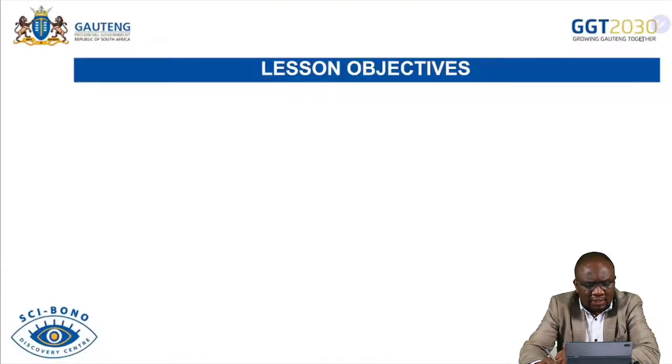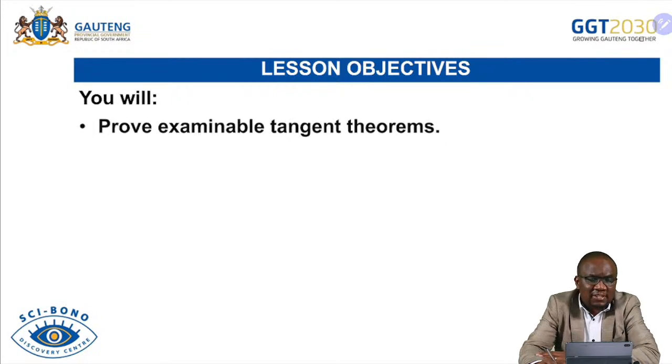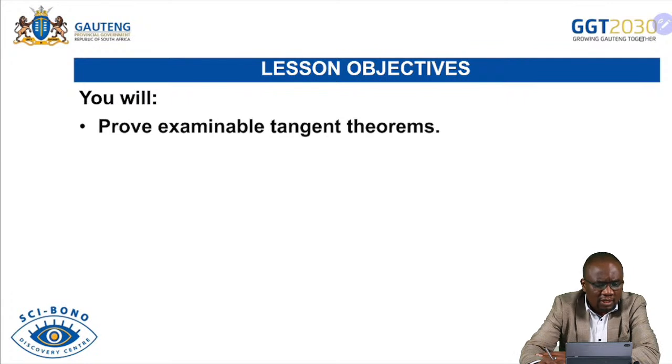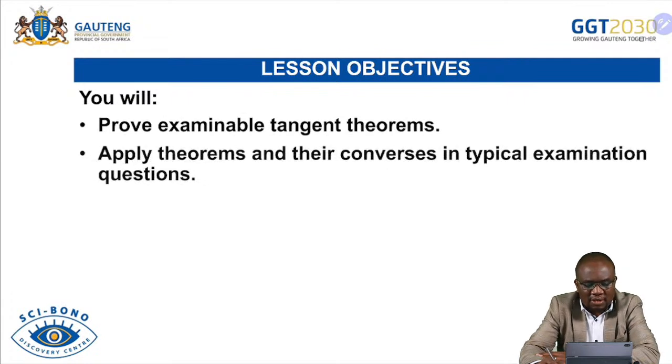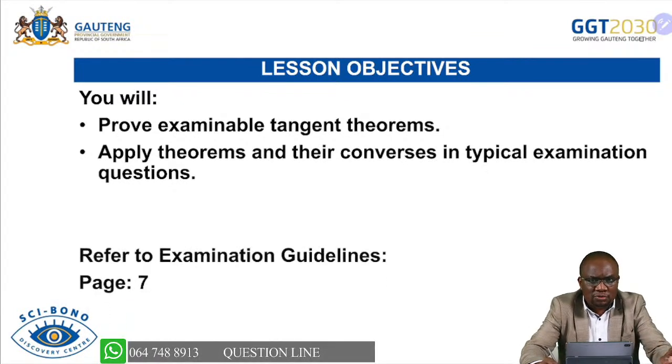Now let's look at the objectives. You will prove examinable tangent theorems. Remember, I said that every paper will have a proof question. One of the theorems will be there in the examinations. So you have to know how to prove all these theorems that we tell you are examinable. And then apply theorems and their converses in typical examination questions. That's what we're going to do in today's lesson.